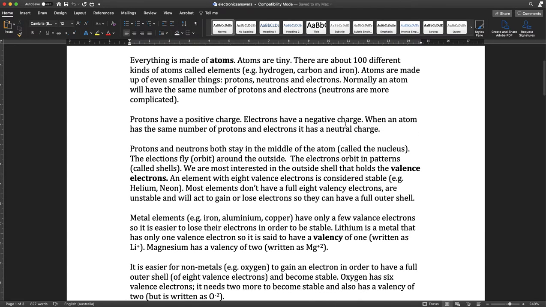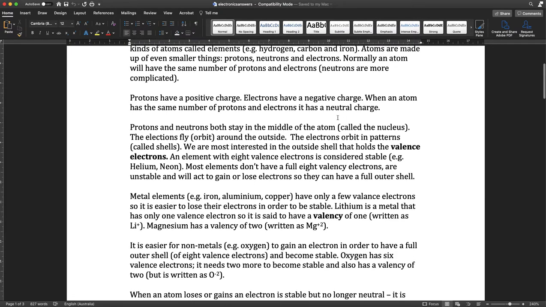Everything is made of atoms. Atoms are tiny. There are about 100 different kinds of atoms called elements. Atoms are made up of smaller things: protons, neutrons, and electrons. All of this should be familiar to anyone who's listening to this. Normally atoms have the same number of protons and electrons. Neutrons are more complicated, and we're not going to worry about that at the moment. We have covered them previously. They're in the textbook, but we're not going to worry about that for the moment.